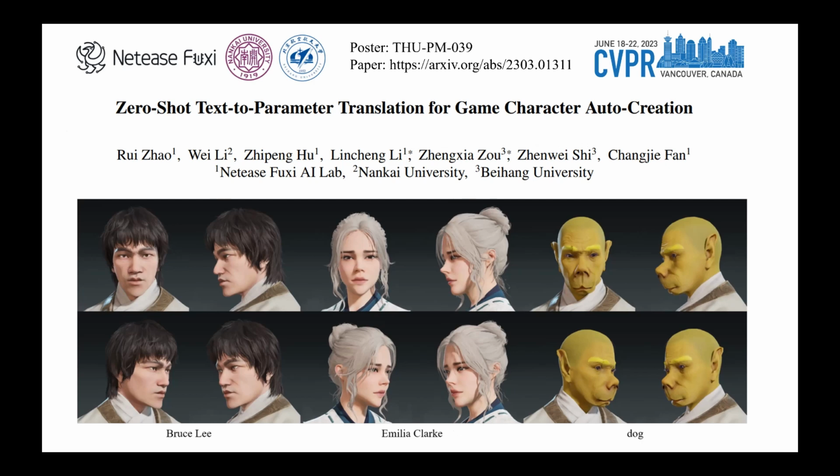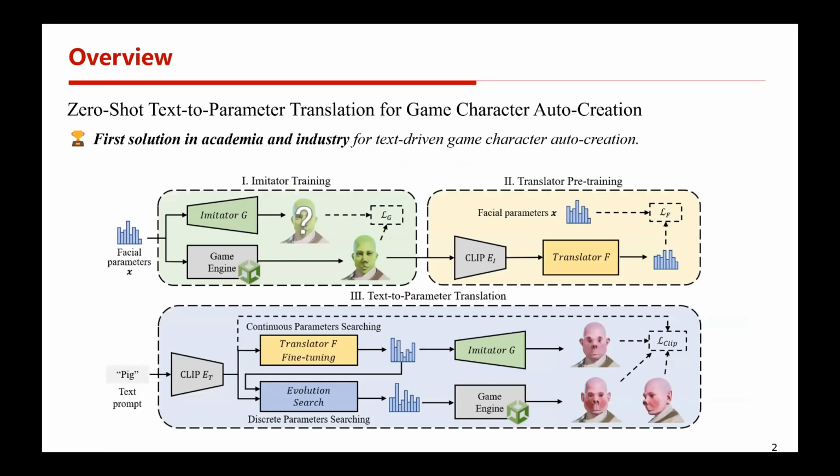Hello everyone, I'm Rui Zhao and very happy to be here to introduce our work, zero-shot text-to-parameter translation for game character auto-creation. Our method is the first solution in academia and industry for text-driven game character auto-creation, and our method contains three main stages. The first stage is imitator training, the second stage is translator pre-training, and the third stage is text-to-parameter translation.